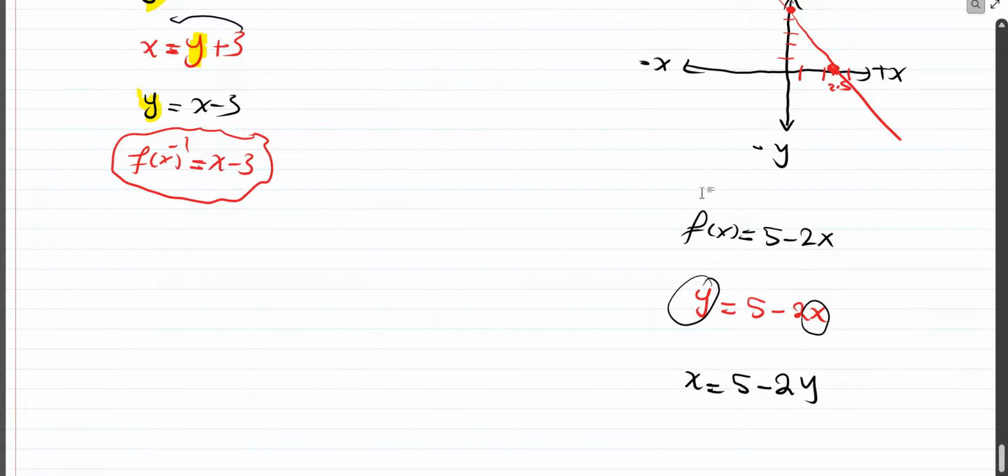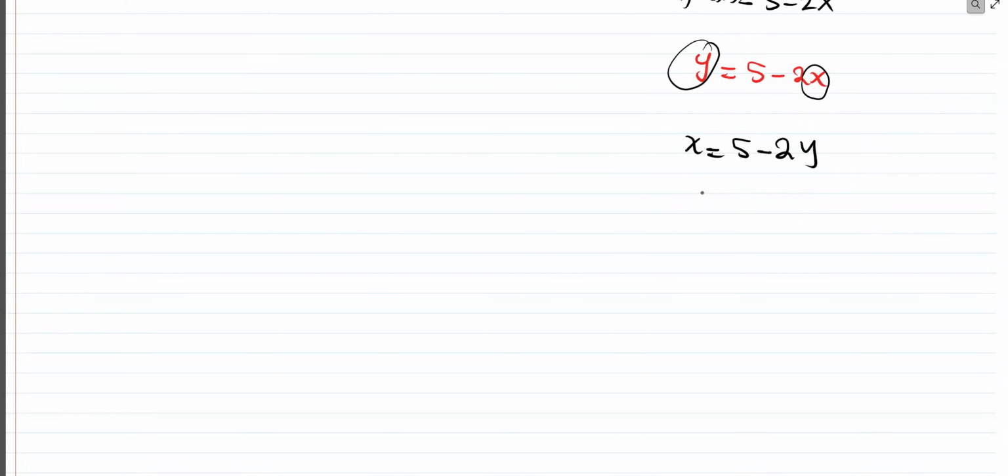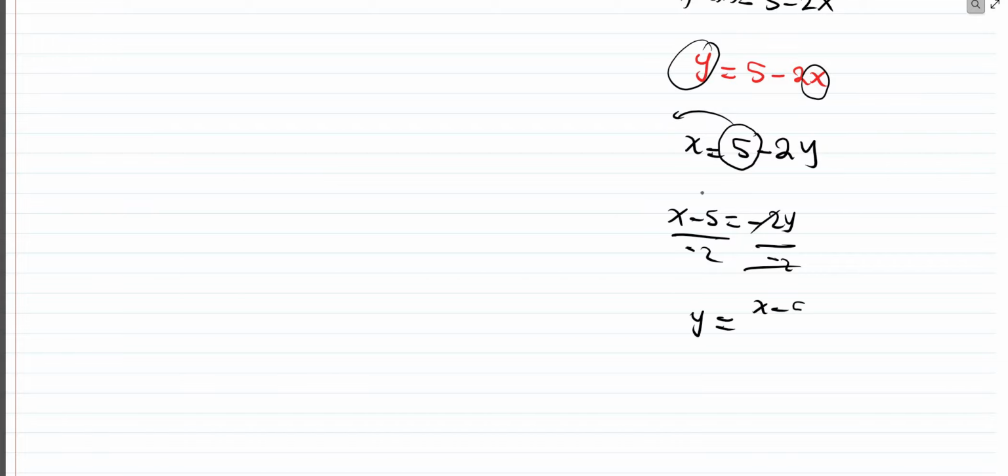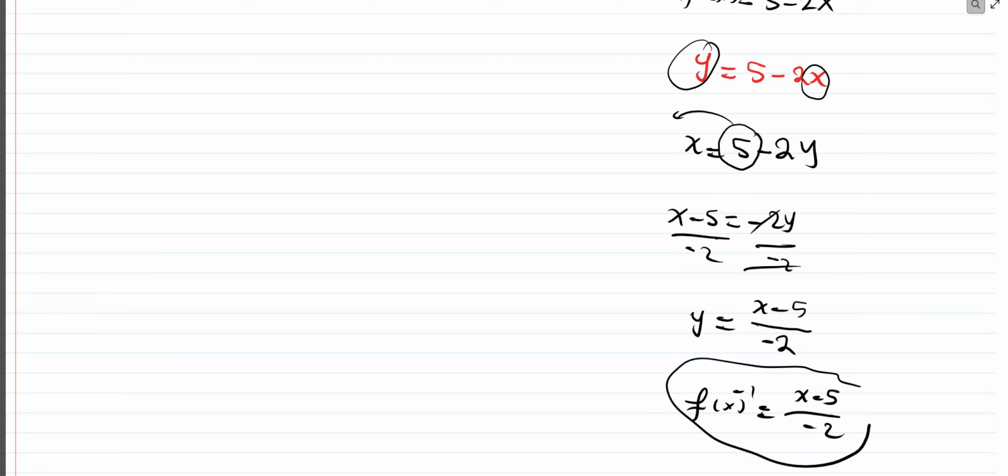Right, now solve for y. How can we solve for y? By moving 5 to the other side first. So I will get x minus 5 equals negative 2y. By dividing everything by negative 2, the final answer is going to be y equals x minus 5 over negative 2. So change y to inverse. So f inverse equals x minus 5 over negative 2, which is going to be the inverse function.